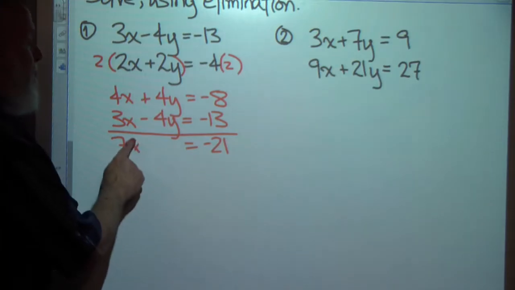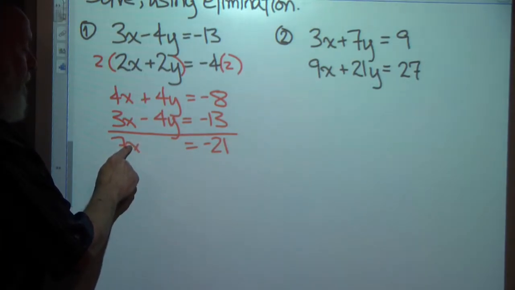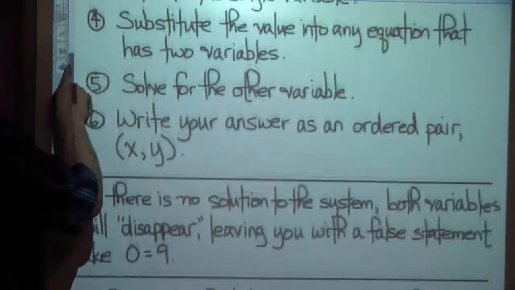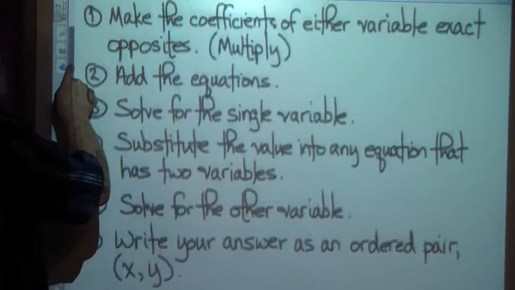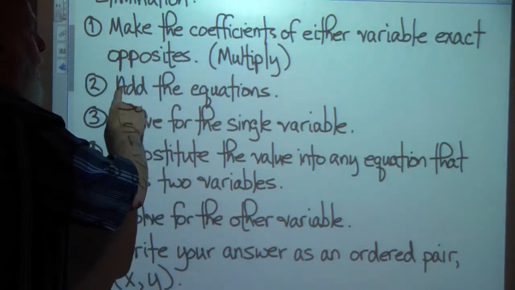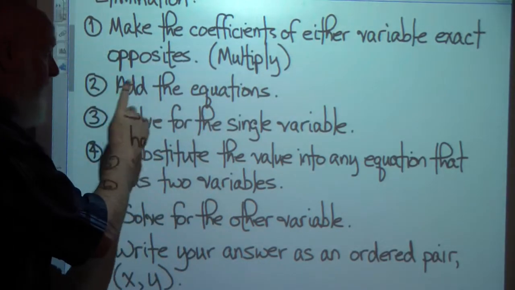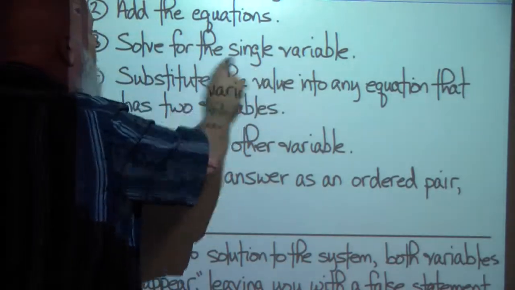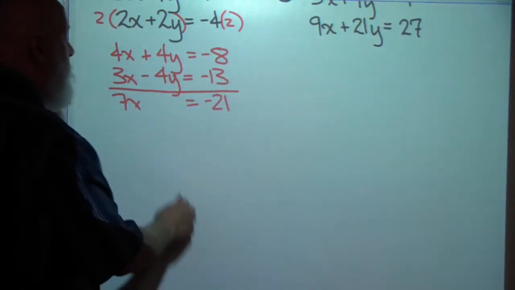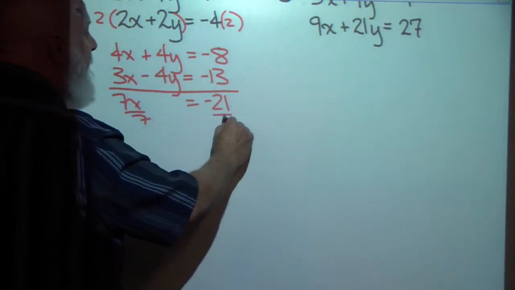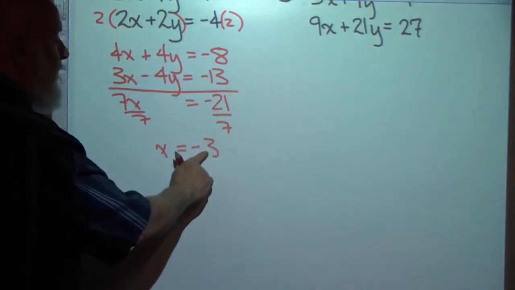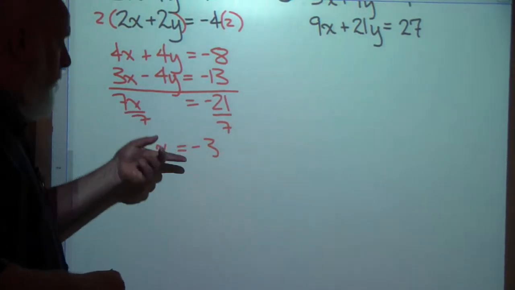And then the next step says solve for the single variable. So I'm going to divide both sides by 7. That's what I'm referring to when I say the next step. Step 1, make the coefficients of either variable exact opposites by multiplying. Add the equations, that's what I just did. Now I have an equation in one variable, so I'm going to solve for the single variable. That's where I am. So 7x is equal to -21. I'm going to divide both sides by 7. And I've got one of the variables. X is -3. 21 divided by 7 is 3. One of the numbers is negative, so the quotient is negative.